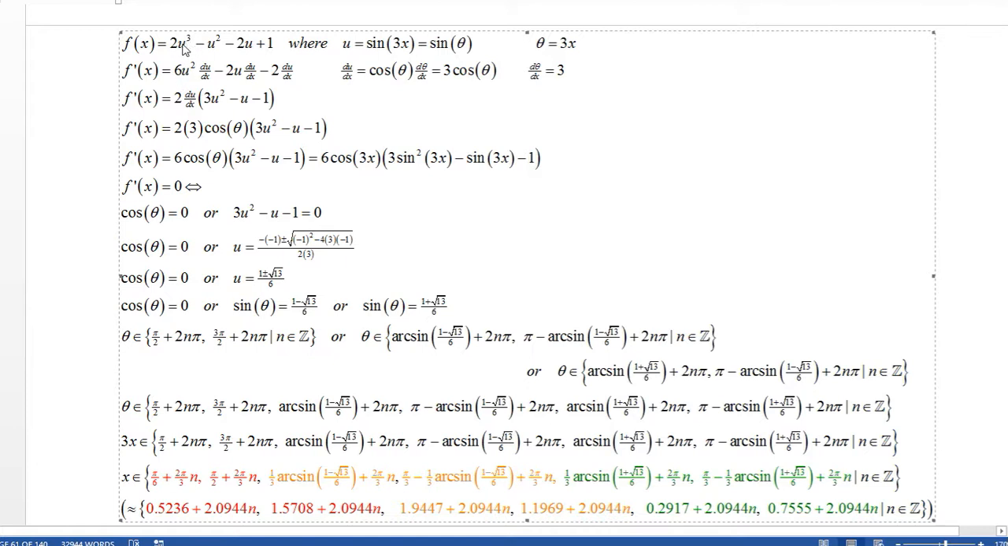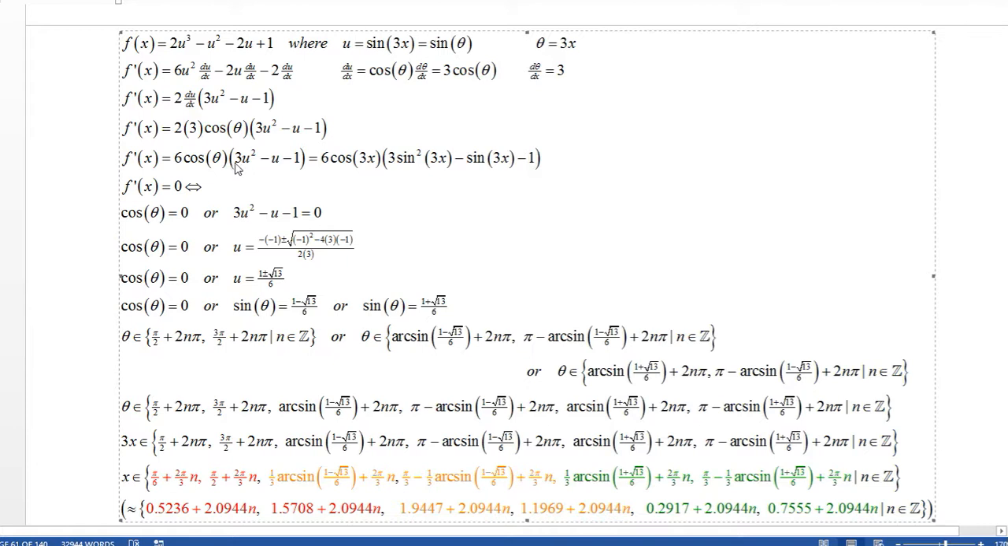So this, doing our derivatives, this is 6u squared, but then it's times du over dx, minus 2u du over dx, minus 2 du over dx plus 0. They all have a du over dx, so I can factor that out. In fact, I can factor a 2 out as well. So that leaves 3u squared minus u minus 1, a 2, and a du over dx. Du over dx, again, is 3 cosine theta. So this is 6 cosine theta, 3u squared minus u minus 1.